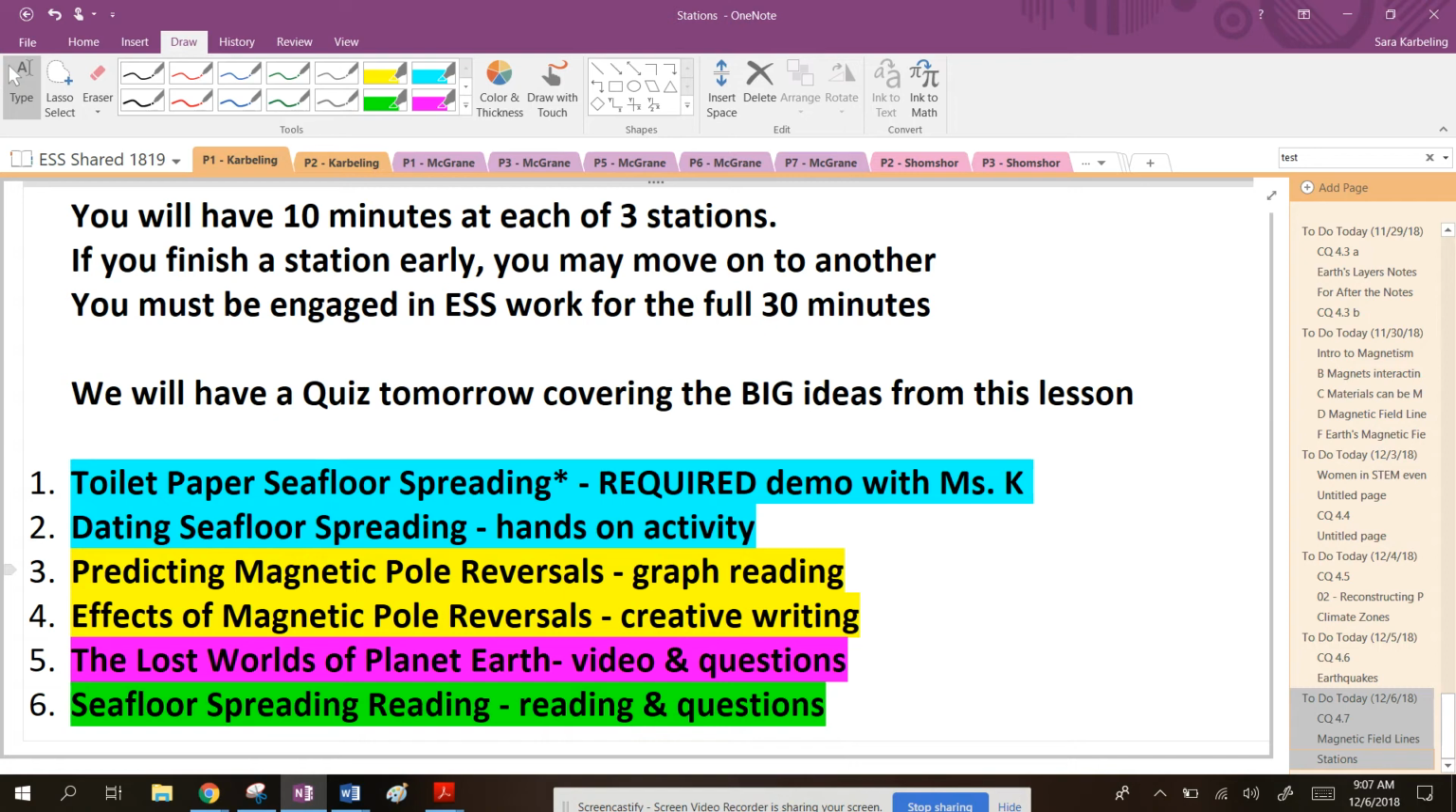Okay, second piece that's important to know. We will have a quiz tomorrow covering the big ideas from today. It does not matter which of these stations you go to. They all are covering the same big ideas. So by doing 3 of them, you will certainly have gotten all of the information. Does that make sense? Okay. So there are 6 of them. You know what? I'm going to adjust a little bit. We're going to do 4 stations, and we're going to do 2 of them today and 2 of them tomorrow at the beginning of the period.